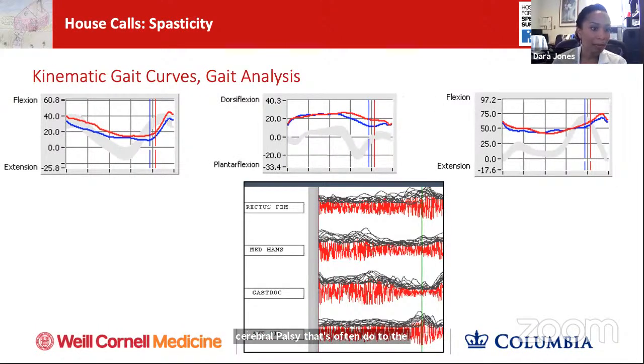And then here at the bottom are EMG curves that tell us which muscles are active and how long they're active at different points in the gait cycle. Muscles turn on and turn off at different points. And if a muscle is on for too long when it's not supposed to be, then that tells us this muscle is pathologic and may benefit from a particular type of intervention.